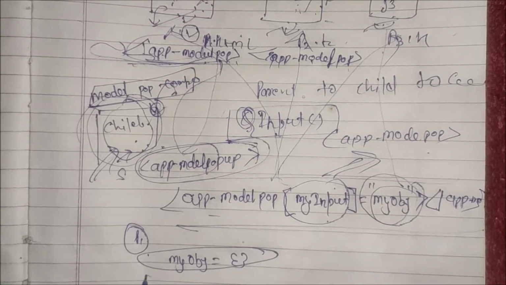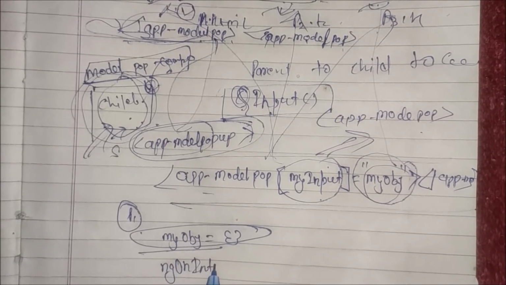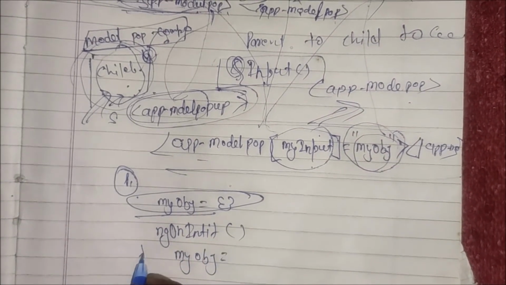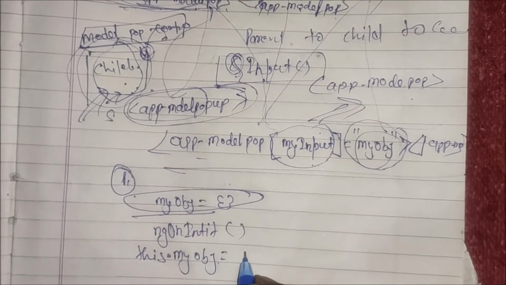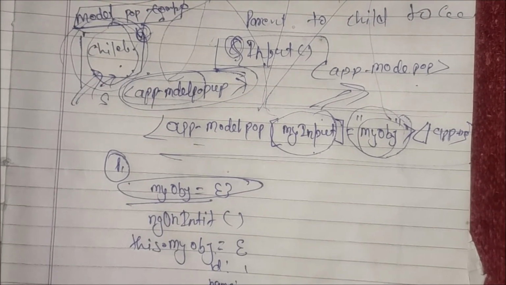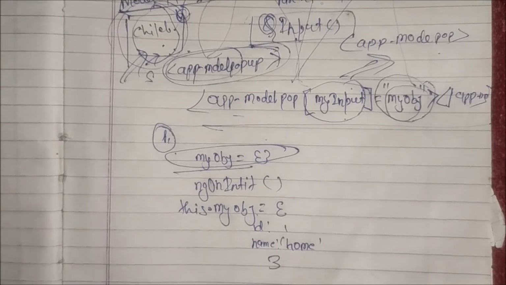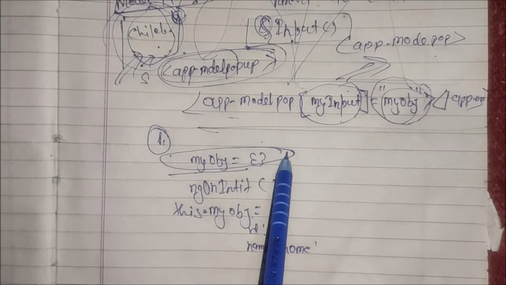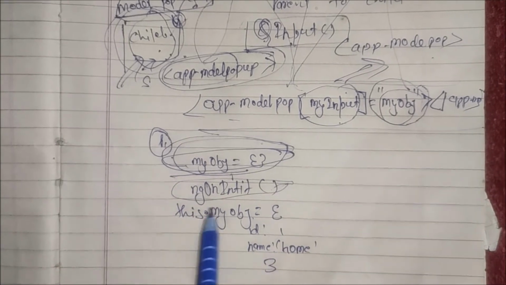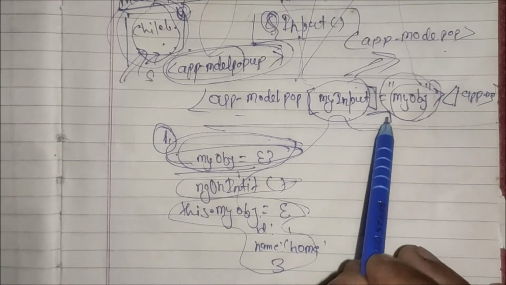On the component you can define it like that, and after that in ngOnInit you can set the value of my object dynamically, like this.myObject, with id 1 and name equal to home. You can see here this declares the object value, myObject, and on page load we set the value of myObject, and after that this value is set here in myObject @Input.